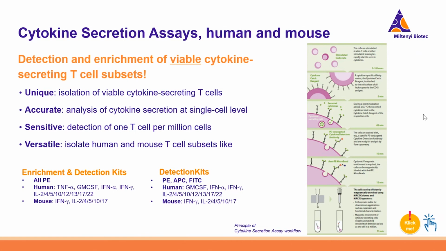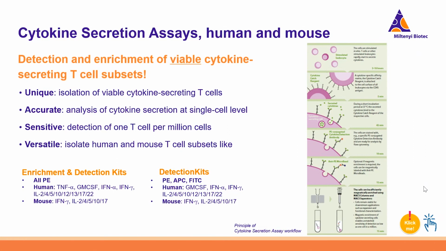In a second step, the immobilized cytokines are then labeled with fluorophore conjugated antibodies called detection reagent and can then be detected viably without intracellular staining on any flow cytometer. In an optional third step, the fluorophore labeled cytokine secreting cells can be specifically enriched and used in downstream assays by using antifluorophore magnetic beads.